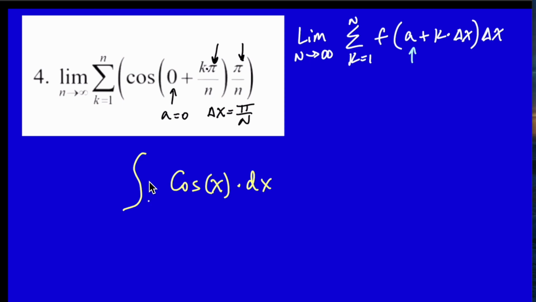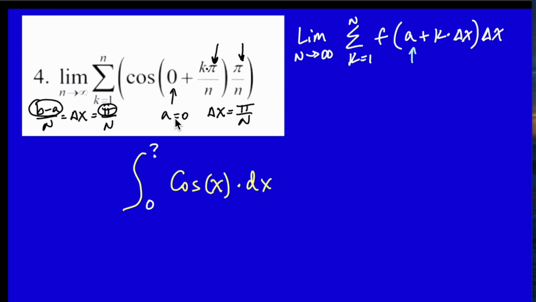We already know that our a value is 0. So let's figure out what this b value is right there. Well, we know that b minus a over n is going to equal delta x. And we know, based on looking at this Riemann sum, that delta x equals pi over n. So if we match up the numerators, we know that b minus a equals pi. We already know a equals 0.